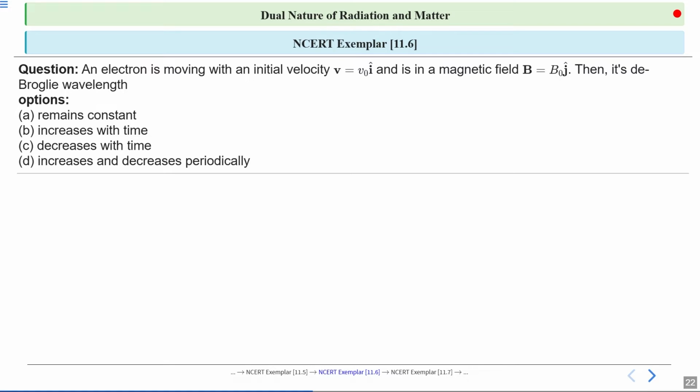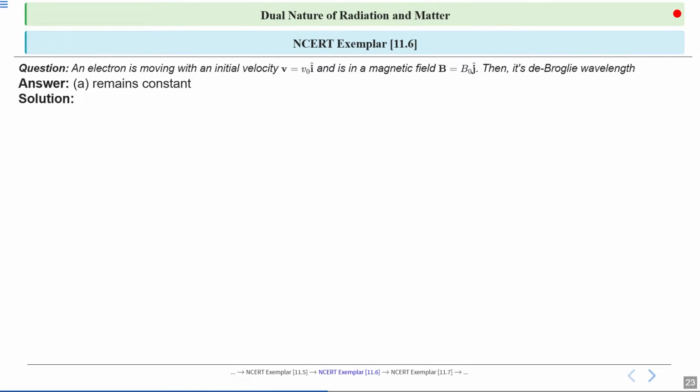So what is the de Broglie wavelength? Lambda is equal to h upon mv. So h and m are constant for an electron. So we will decide whether its speed, that is velocity, is increasing or decreasing. That will decide whether the de Broglie wavelength will increase, decrease, or remain constant. So option A is correct, which is remains constant.